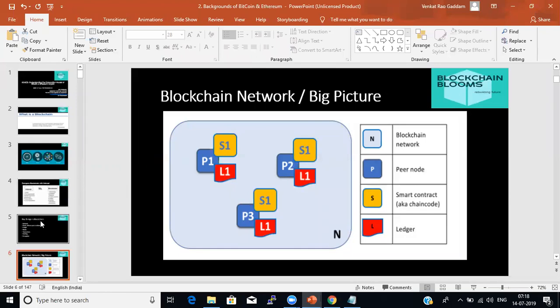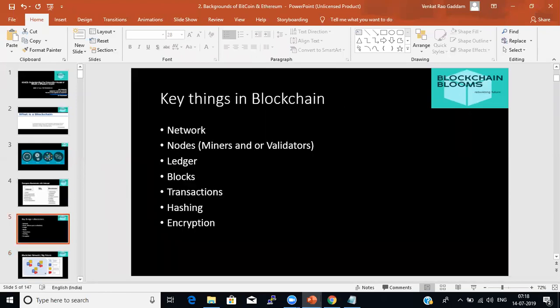So here, if you observe: network, nodes, ledger, blocks, transactions, hashing, encryption. At least we have some idea, right? Among the nodes, generally we call them miner nodes and validator nodes. In a few minutes, we'll see in more depth the responsibilities of miner nodes and validator nodes. In one line, miners will add the new blocks into the blockchain. Before adding those blocks into the blockchain, validators first check, and if it is really genuine data, then it will be added into the blockchain.